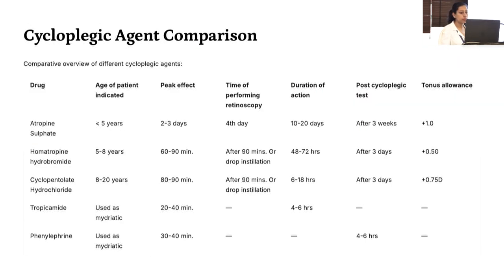This is the comparison table of the various cycloplegic agents available. For atropine sulfate, the peak effect comes at 3 days, so retinoscopy has to be done on the 4th day and PMT after 2 weeks, with a Stoner's allowance of +1. For homatropine and cyclopentolate, the peak effect comes at 90 minutes, so retinoscopy has to be done at 90 minutes and PMT after 3 days, with the Stoner's allowance as noted in the table. Tropicamide and phenylephrine are agents used just for mydriasis, with very negligible cycloplegic action.